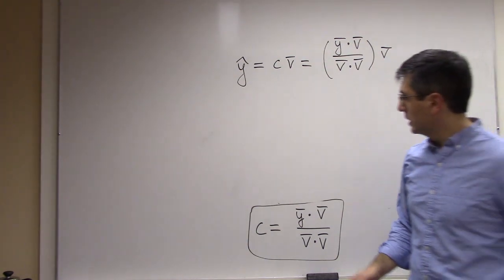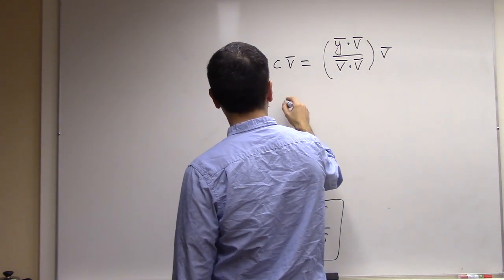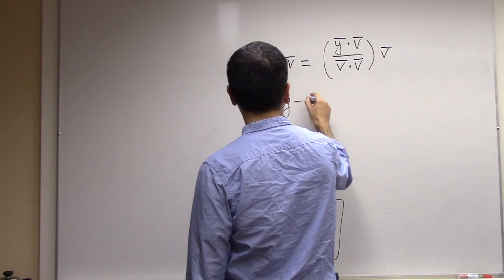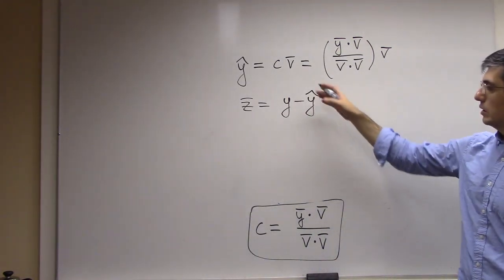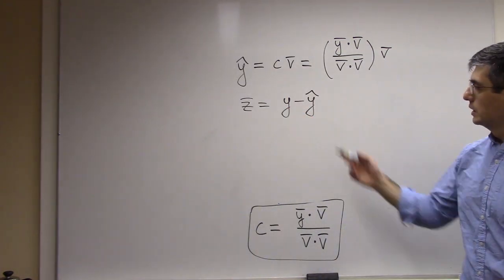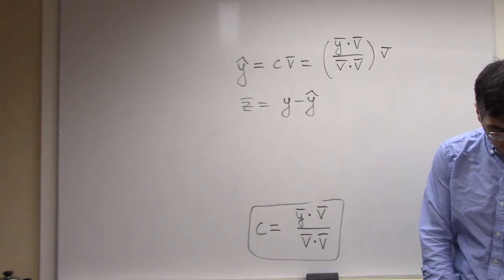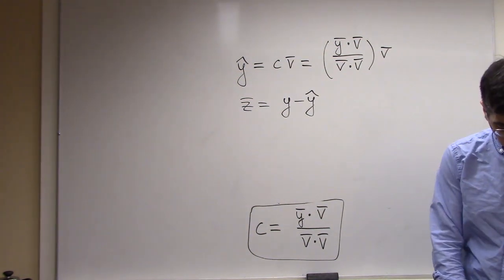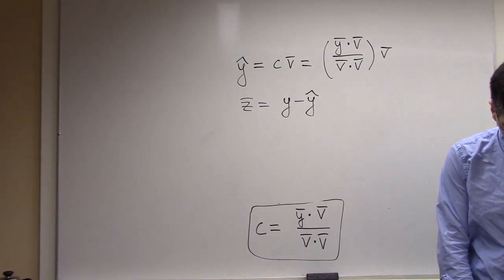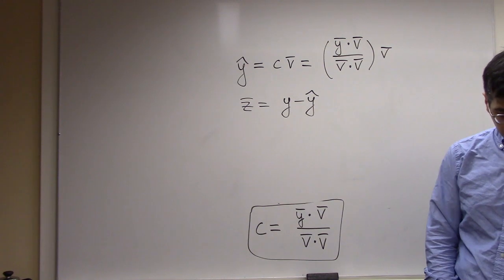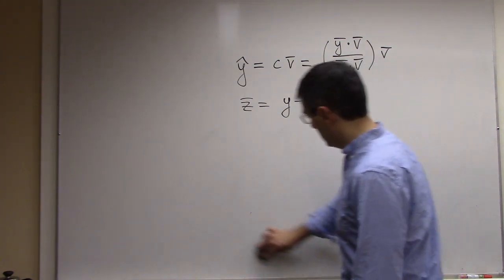And the orthogonal complement, the z, is really y minus y hat. So once you know the orthogonal projection, the orthogonal complement is obtained by subtracting from your vector the orthogonal projection. Okay, so let's do two examples, and that will be the end.